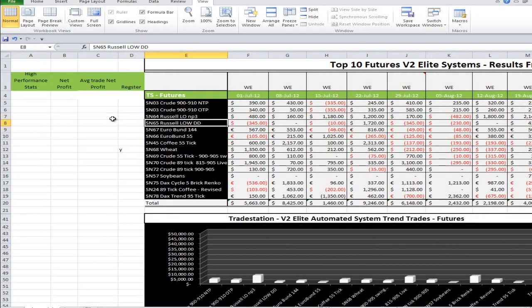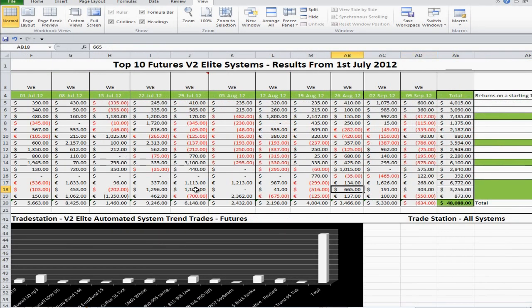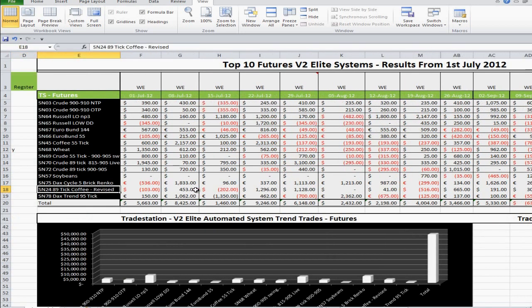Basically, the top 3 strategies are the Russell 64, running at 7.4. You've got crude, the 89 tick, and then you've got the DAX as well. The DAX Renko is flying along too, and coffee has been running well. I've actually loaded up Brett's coffee, which is the 89 tick, which is modified. So there are 2 coffee systems there that you may want to have a look at as well.